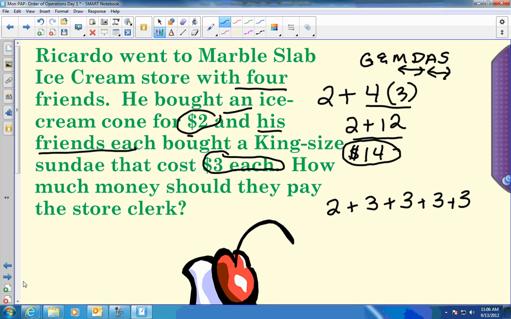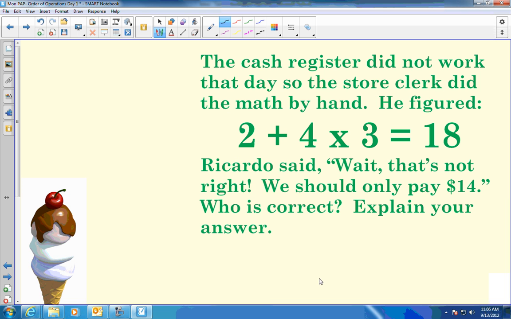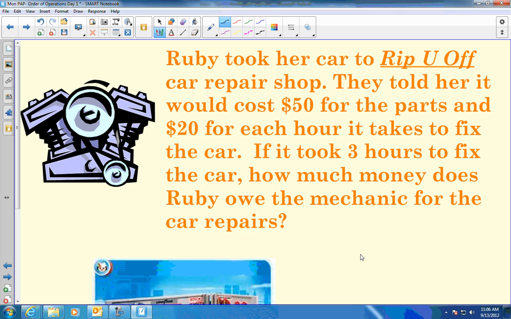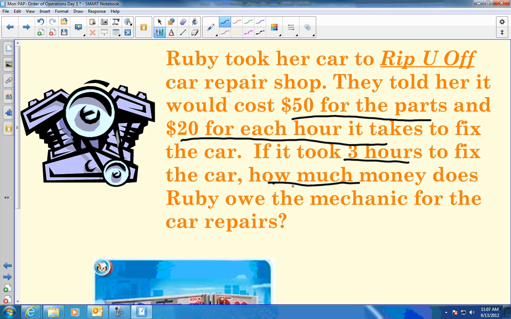The next problem is Ruby took her car to Rip You Off car repair shop. They told her it would cost $50 for the parts and $20 for each hour it takes to fix the car. It took 3 hours to fix the car. How much money does she owe the car mechanic?